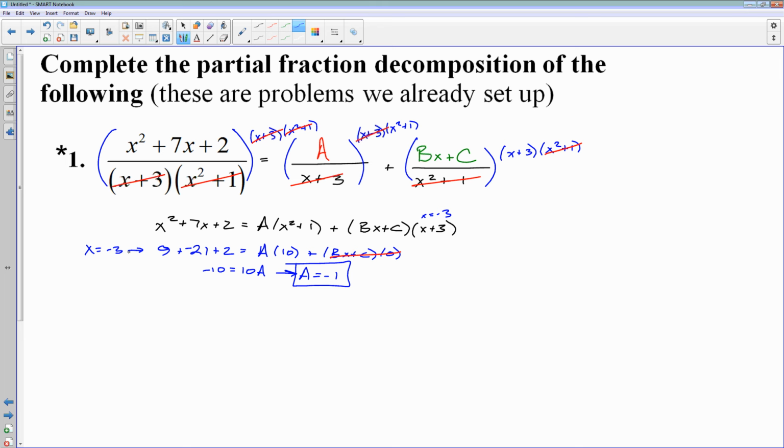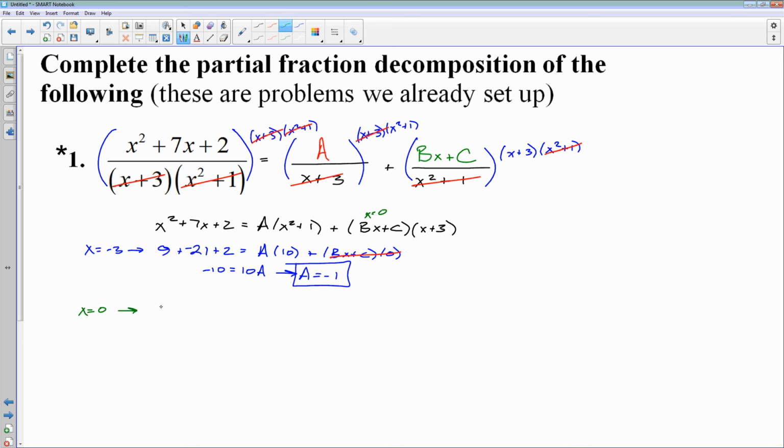And so I plug in -3 for x, and that gave me -1 for a. So now that I've done that, I need to go back and see if I can cancel anything else. And you cannot make x squared plus 1 equal to 0. That's impossible. But what I do see is b times x. If I can plug in 0 for x, then I would have b times 0, and that'd be kind of nice. So let's see what happens if I plug in 0 for x.